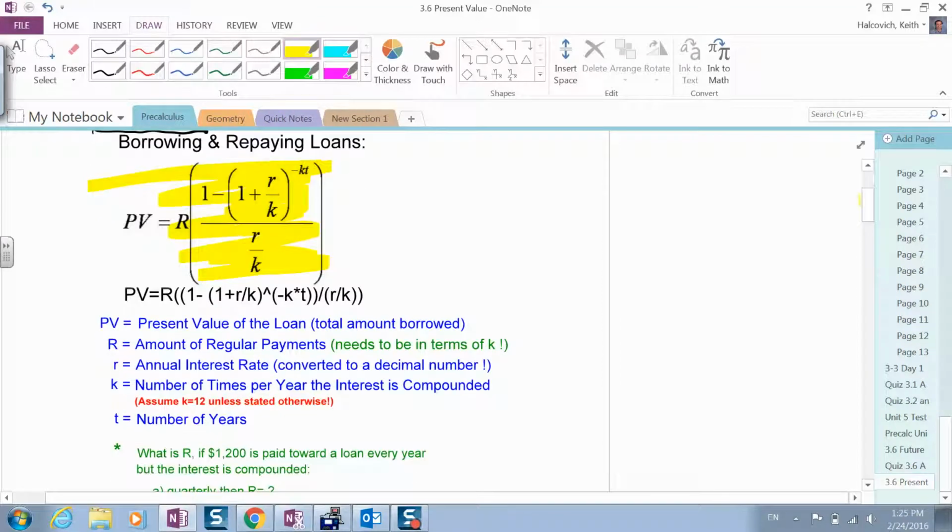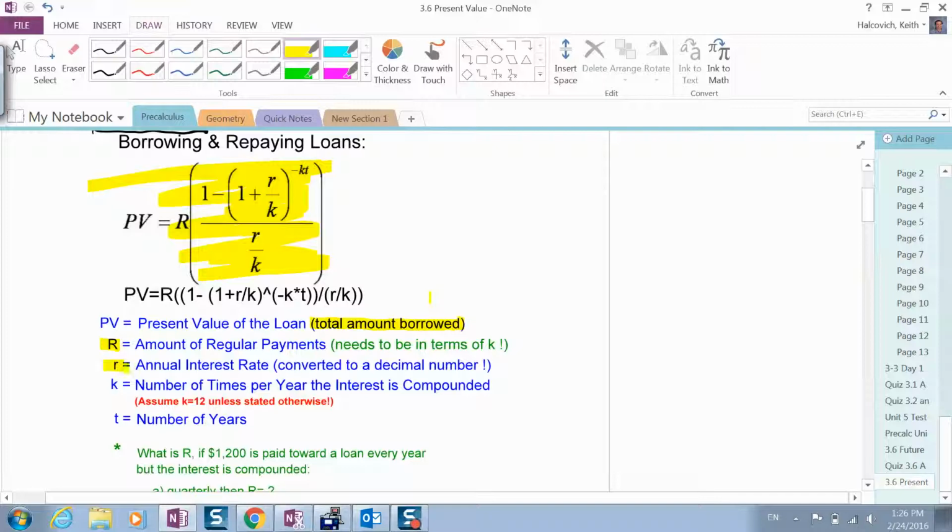When we talk about present value, we're talking about the total amount of money that you're borrowing, whether you're paying off a house or a car or anything that you basically take out money to borrow, whether it's on your credit card. The big R stands for the amount of regular payments you make, whether it's monthly payments or weekly. That's what you're going to have to determine from reading the problem.